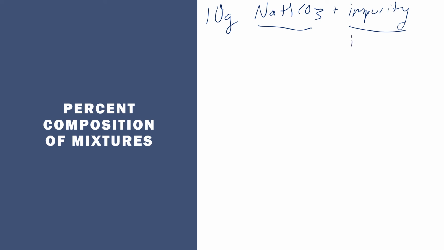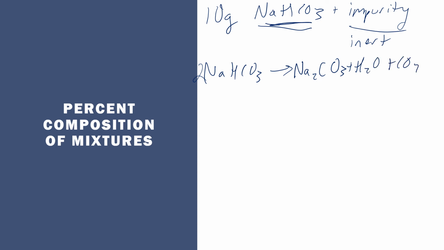Usually they will tell you it's an inert impurity. Inert means it's not reactive. It's not going to react, but the baking soda will react. So that's our way in to determine the composition of this mixture. Sodium hydrogen carbonate reacts: if we react 2 of the baking soda molecules, you can decompose it to form sodium carbonate, Na2CO3, and water and carbon dioxide.